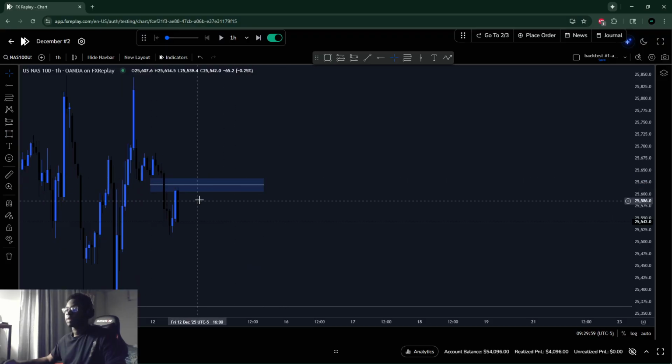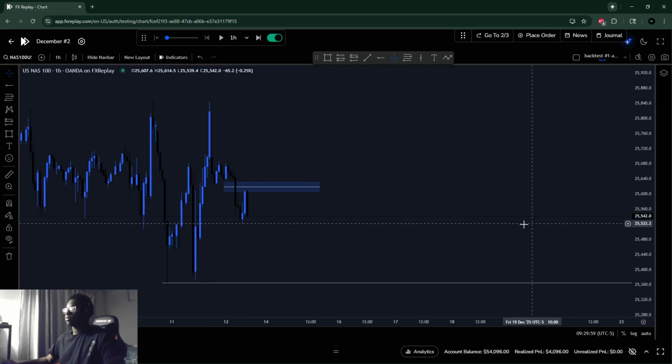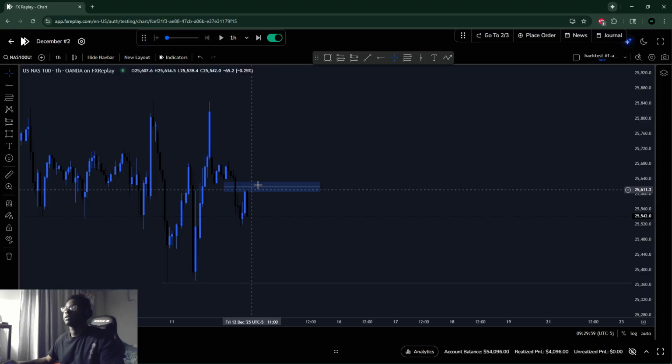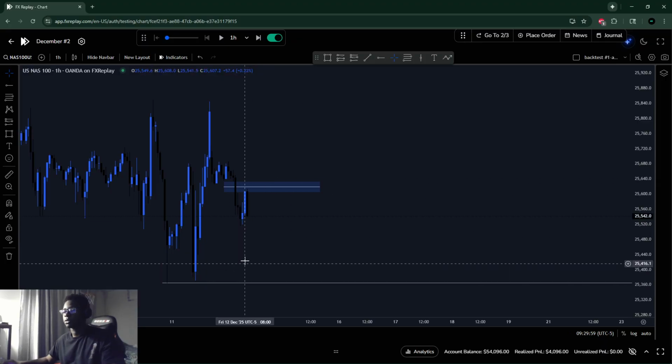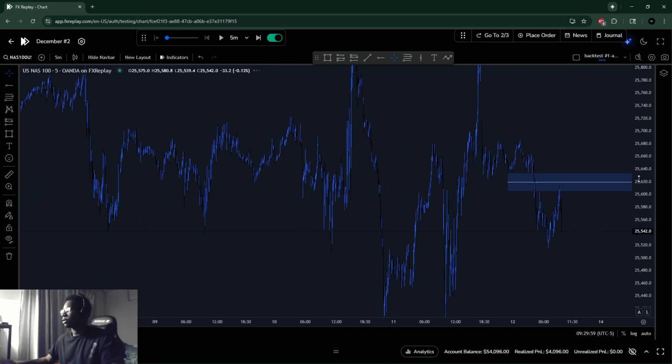You can see that price is really bouncing off of this bearish gap right here. Kind of proves the fact that we are going down indeed towards these lows. And I'm going to drop to the 5 minute to find my entry.